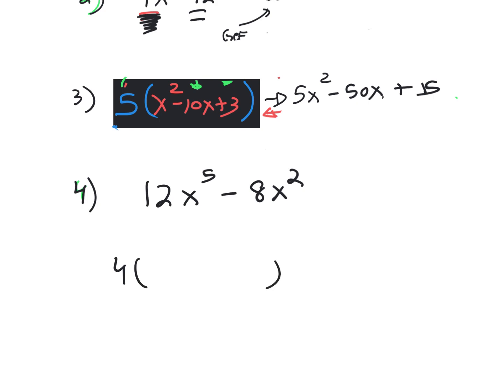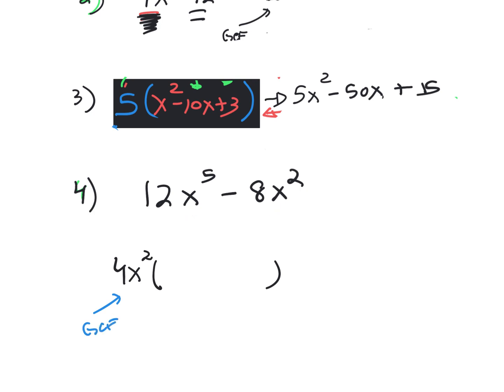But what about the variables? This one has an x to the 5th, and this one has an x squared, so they both have at least an x squared in common. So we're actually factoring out the 4 from the 12 and the 8, but the x squared and the x to the 5th both have an x squared at least in common. So that is our GCF.